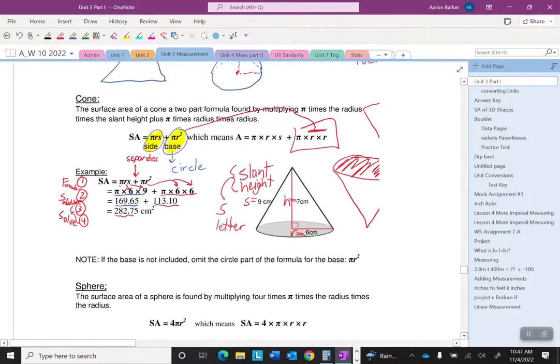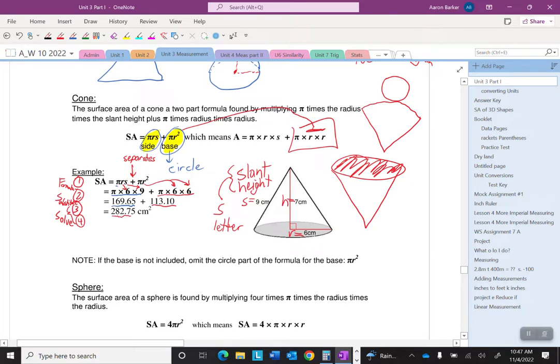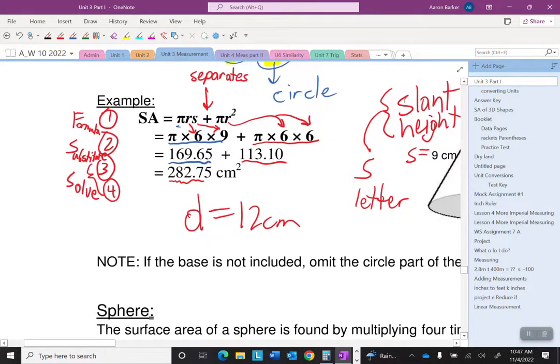What would be another trick they could do? They could give you something like D equals 12 centimeters, right? So they could tell you the diameter instead of the radius, and you would find the radius by doing what? Yeah, 12 divided by 2, so equals 6 centimeters. Okay, so do watch for that. Questions, comments, or concerns?